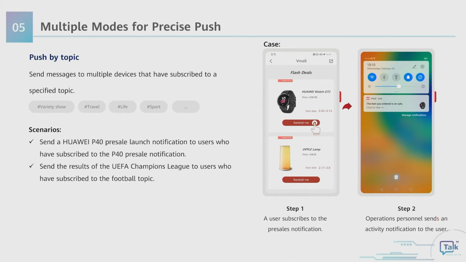The publish-subscribe model also enables higher scalability through parallel execution of message publishing, caching, routing, and sending, and makes message sending more cost-effective. We will look further into topic-based pushing later in the code demonstration section.